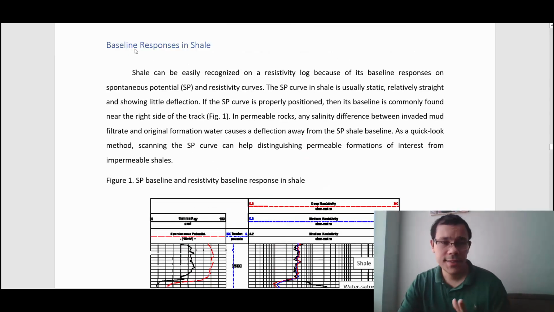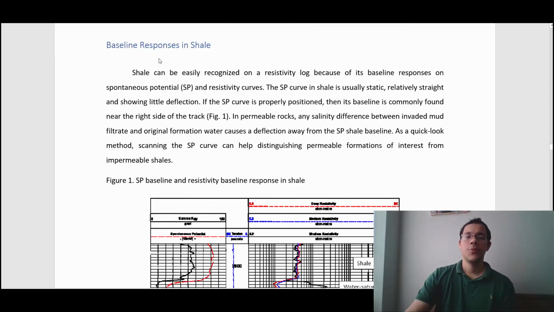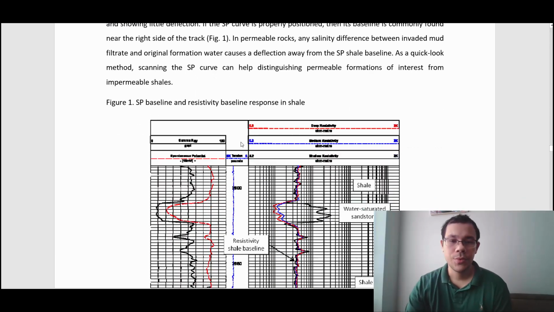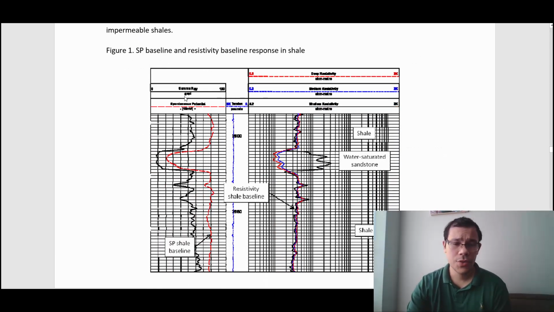Now this is good. This is interesting. The baseline response in shale. So let's look at this. In this track, the red curve is the SP. What I want you to focus on is that while we are in shale, imagine this formation, all this is shale, it will be giving you the same reading, and then there is a deflection of the SP curve.